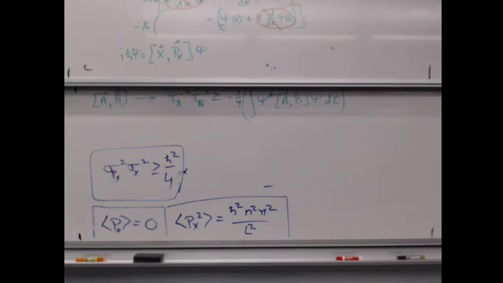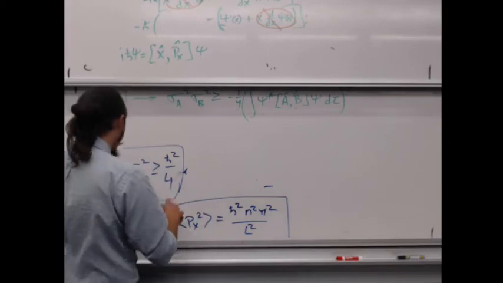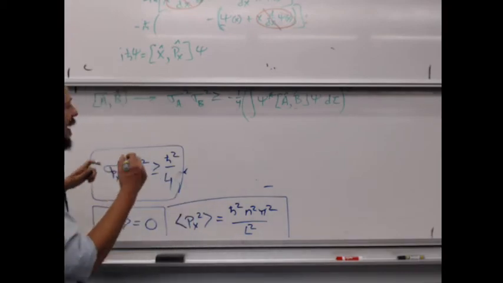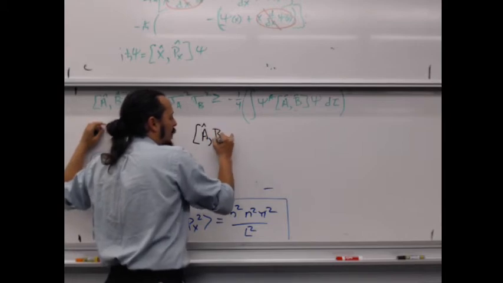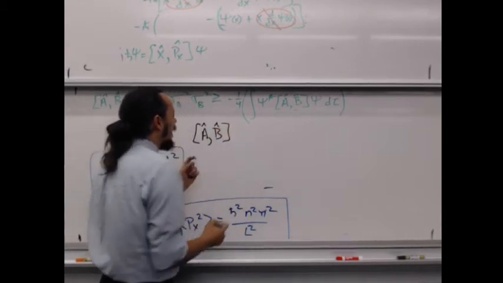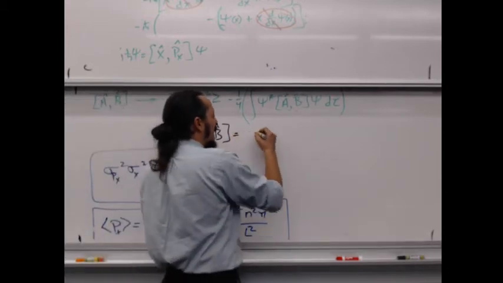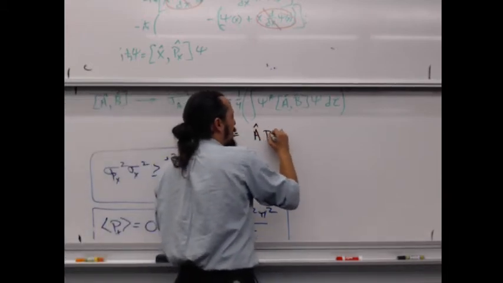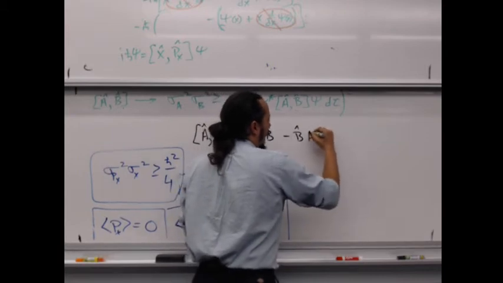Yes? Can you go over the bracket notation? Yeah, so let me go over the bracket notation. I'll do it for this AB here. For a generic thing, if I wanted to look at A, B in a bracket like this, this is saying the commutator of operator A with operator B. That would be equal to A hat, B hat, minus B hat, A hat.